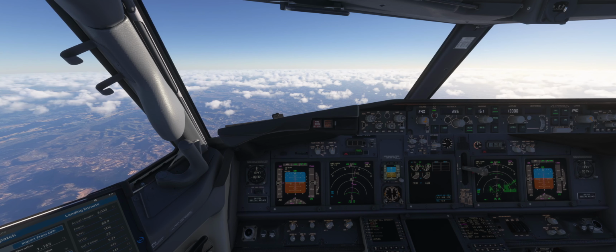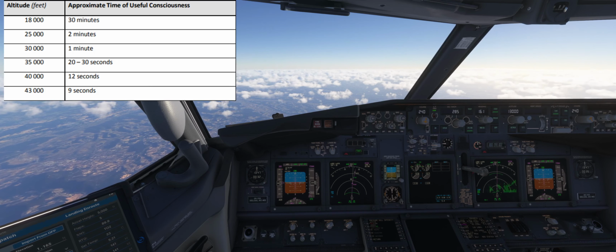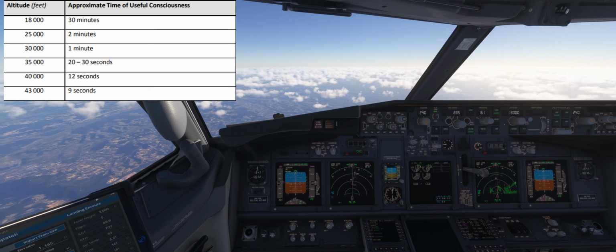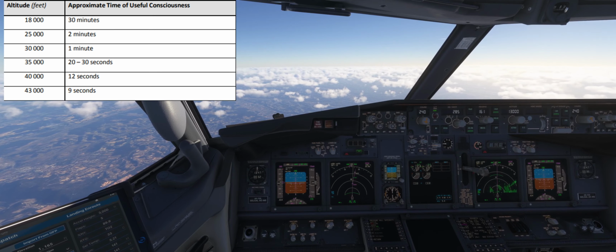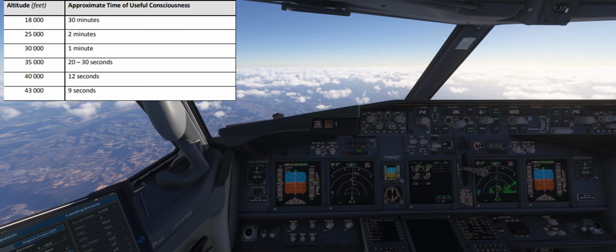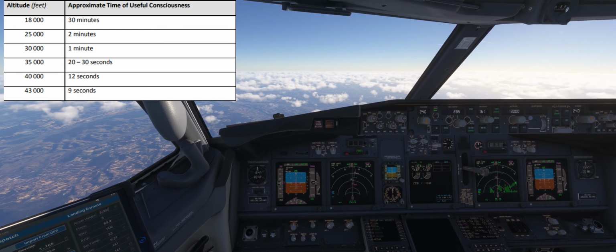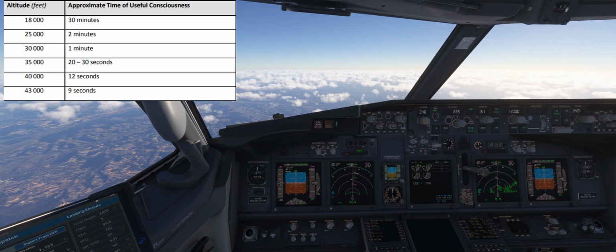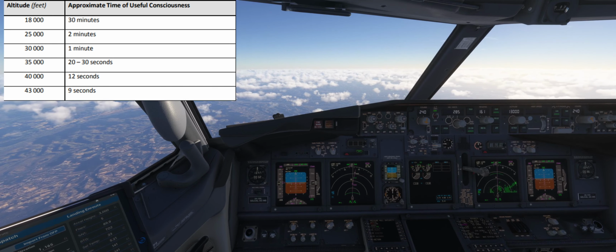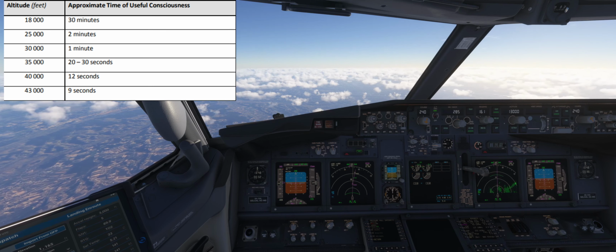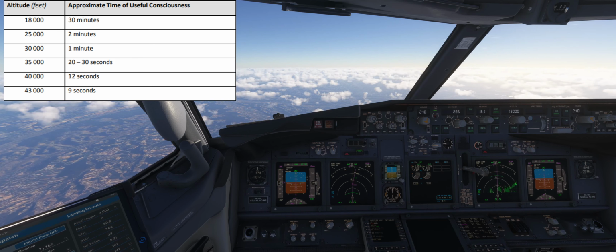I will give you a table of time of useful consciousness, and you can see at which altitude how much time you have. From approximately, I guess, flight level 350, it will go exponential up to flight level 400.